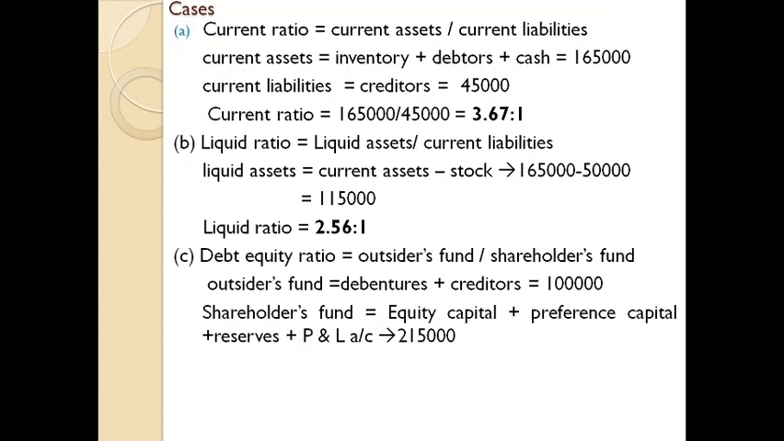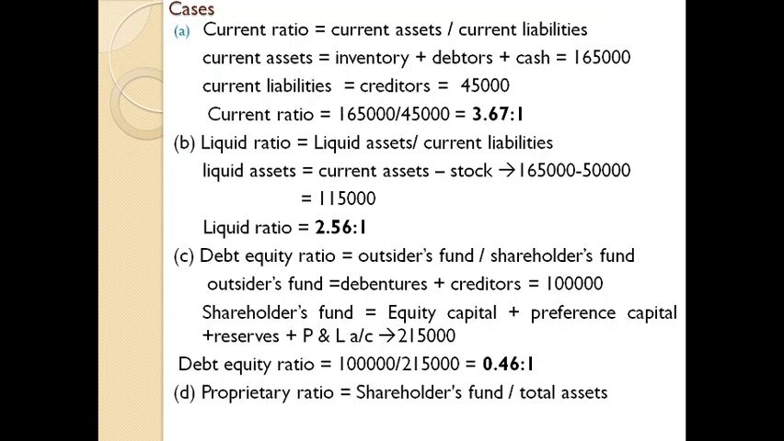Next one, shareholders fund, and we all know what items come under shareholders fund. It includes equity capital, preference capital, reserves, and profit and loss account. Equity capital is 1,50,000, preference share capital 20,000, reserves and surplus 25,000, and finally profit and loss 20,000. The sum of all these items is 2,15,000. By substituting both amounts in the equation, you will get debt equity ratio: 1 lakh divided by 2,15,000, that is 0.46:1.